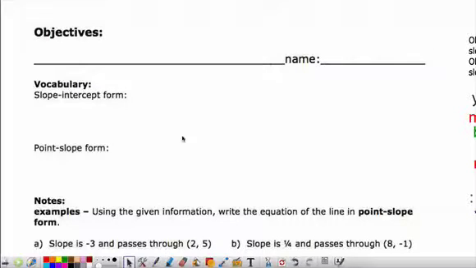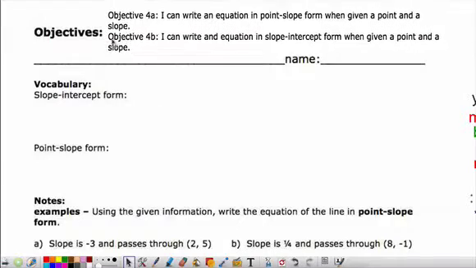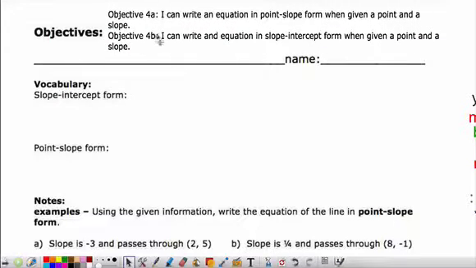Okay, welcome to the video for 4A and 4B. You're going to want to write down your objectives and make sure that you write 4A, 4B so that way when you look at your notes you know what they're for. Our first objective: I can write the equation in point-slope form when given a point and a slope. This is going to be a new form that we haven't seen before.